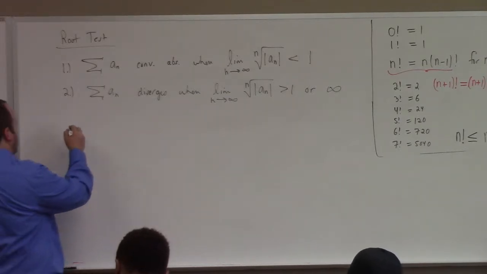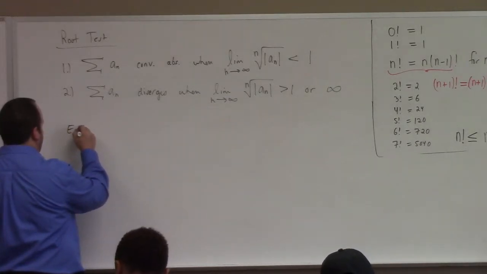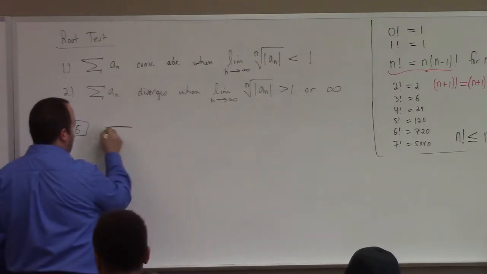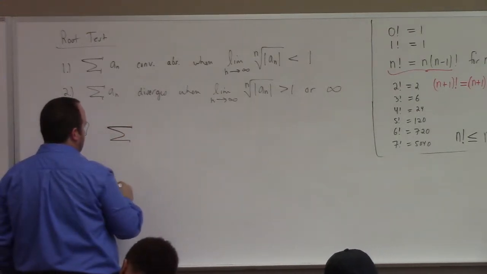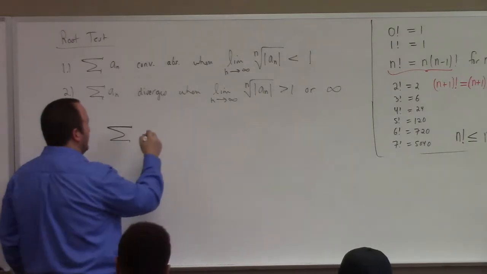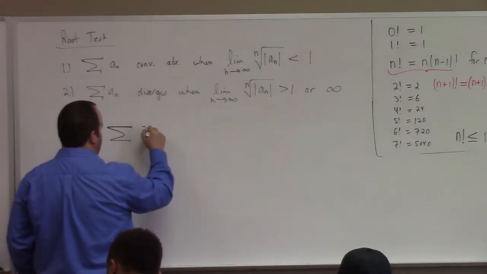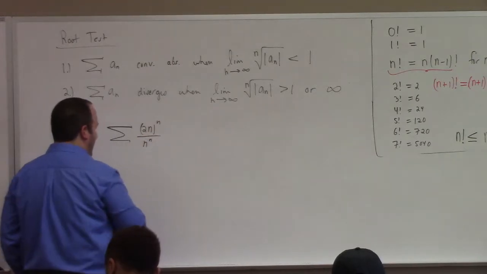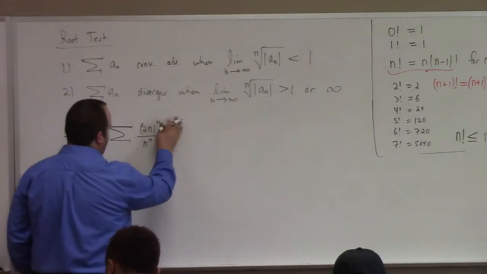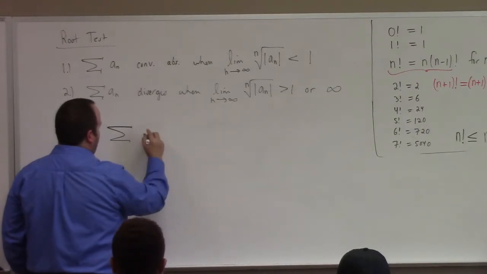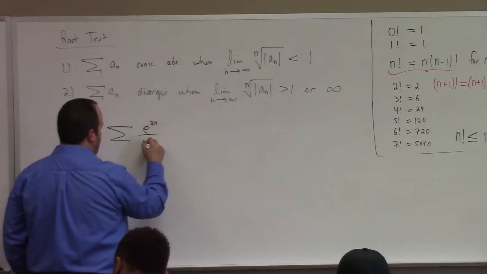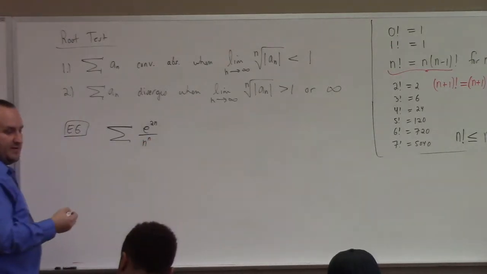So here's our example. Something like this. How about 2n to the n over n to the n? Oh, that's too simple, I think we could do that with algebra. Let me do something more interesting: e to the 2n over n to the n, sum from n equals 1 to infinity. That's a pretty good one.